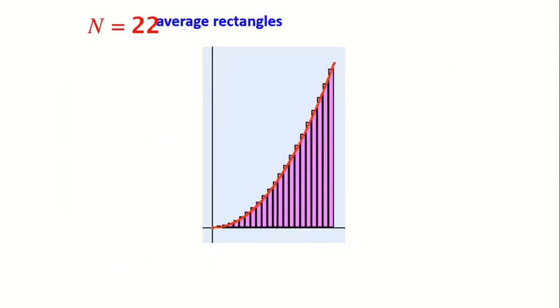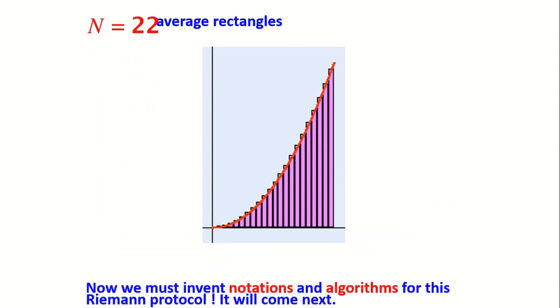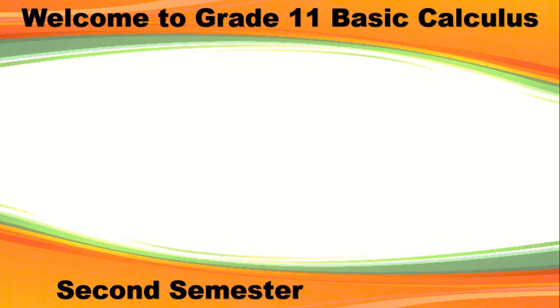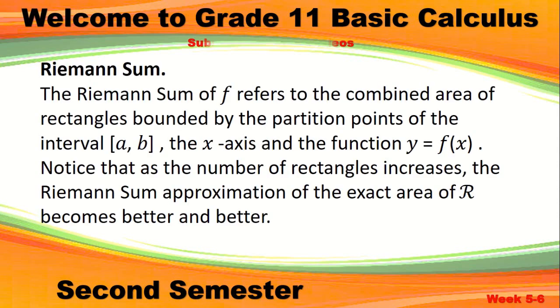As n goes to positive infinity, this is what we do to find the area of the figure below the curve and above the x-axis. The Riemann sum of f refers to the combined area of rectangles bounded by the partition points of the interval AB. We have a and b, the start and the end, on the x-axis, and the function y equals f of x, which bounds the endpoints of our rectangles.